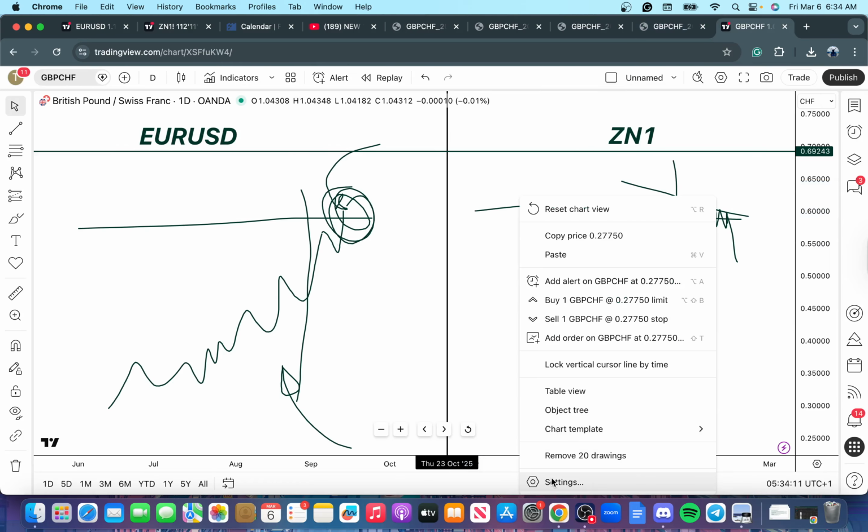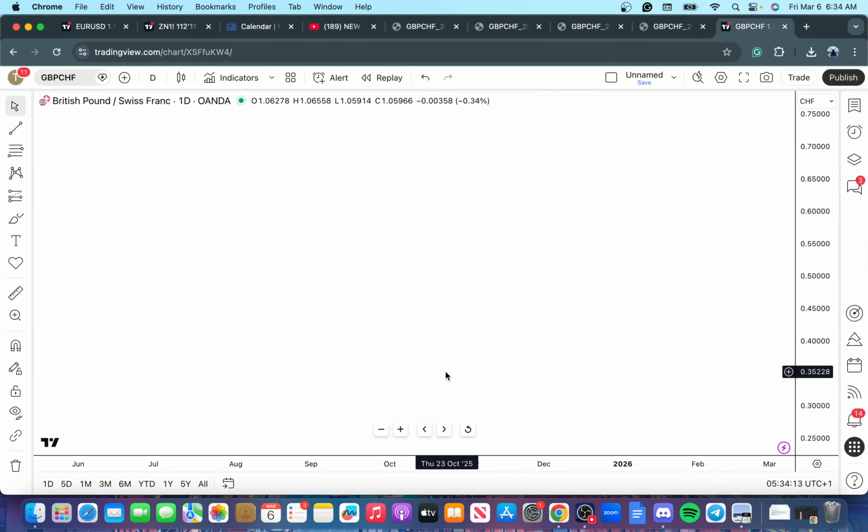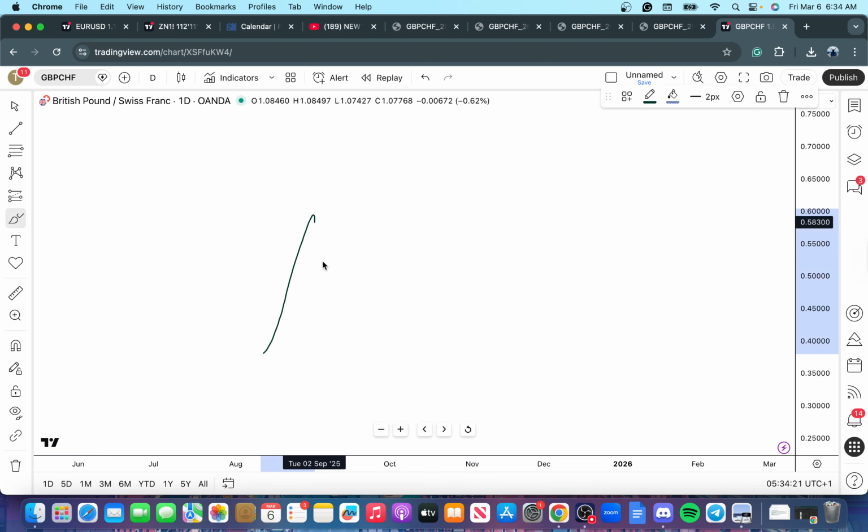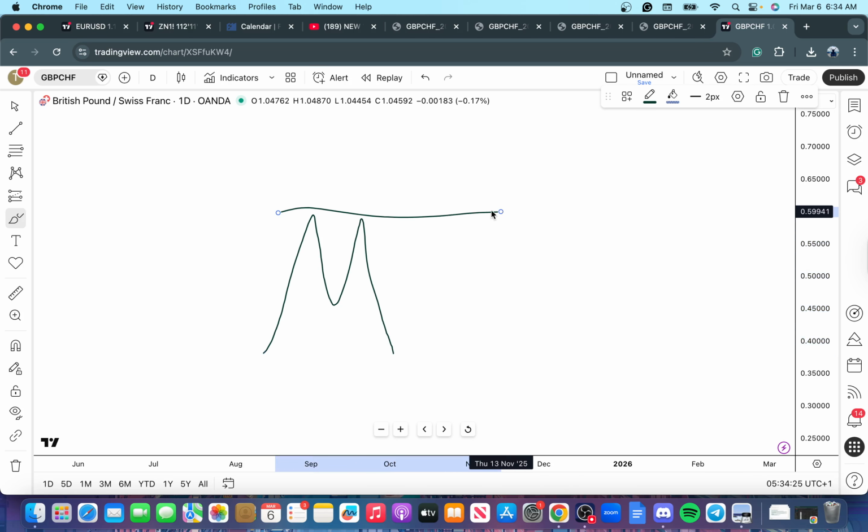Liquidity pools would always rest at areas of inefficiencies or areas of a cluster of willing market participants, right? So this is where the concept of equal lows comes into play, because when retail spots equal highs in the marketplace, they view that as resistance.